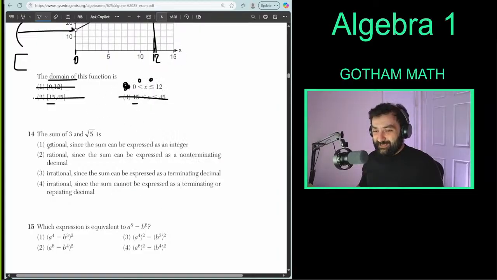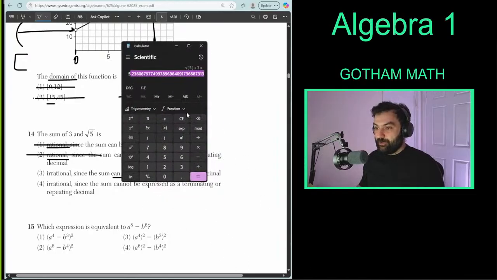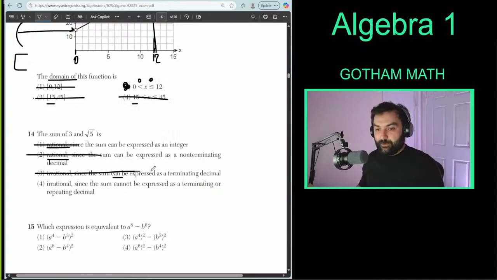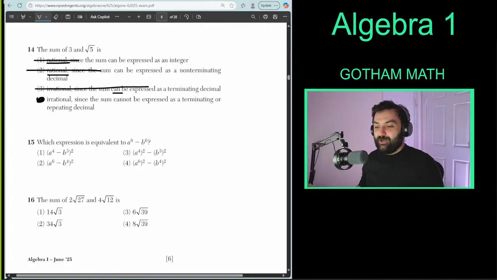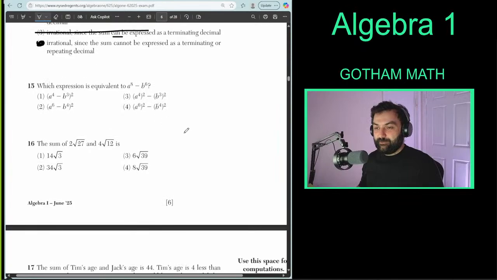So the answer cannot say irrational. Wrong. Rational, wrong. Irrational. Since the sum can be expressed as a terminating decimal, no, it cannot be. It's not a terminating decimal. We just saw that here. Never ending decimal. Wrong. That's so easy, guys. Such an easy test. I don't know how someone would get a low grade on this Algebra 1 Regents. I'm telling you guys, they're making it easier.